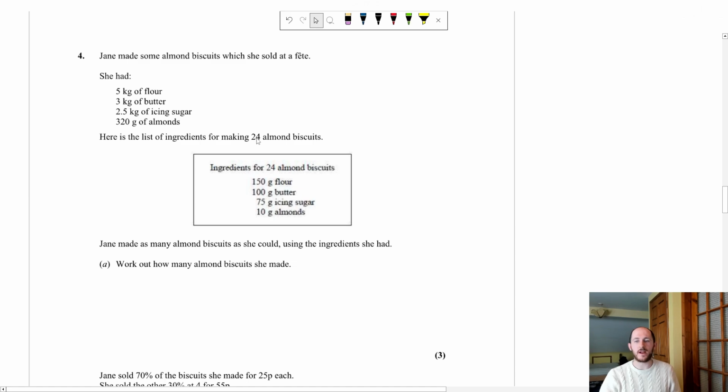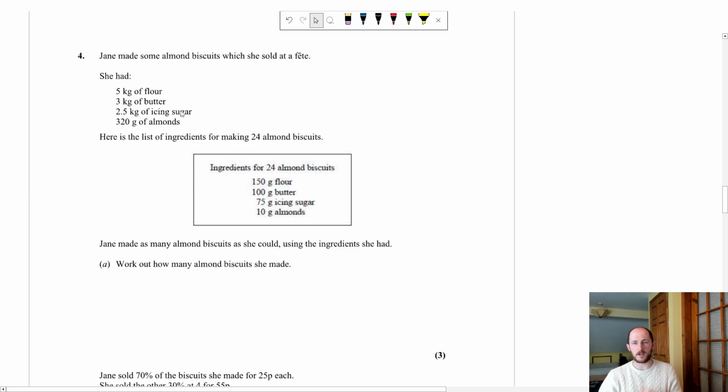Here's a list for making 24 almond biscuits. And she made as many as she possibly could using the ingredients she had, work out how many she made. So what we need to do here is work out how many biscuits she could make, given she had 5 kg of flour, 3 kg of butter, and so on.